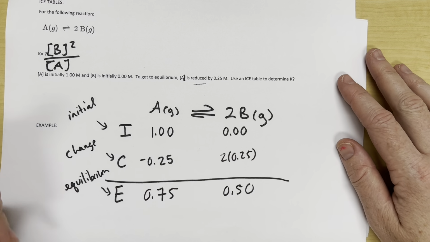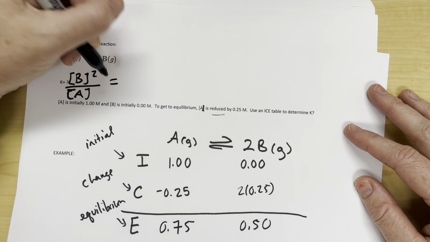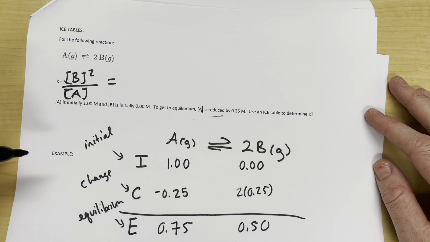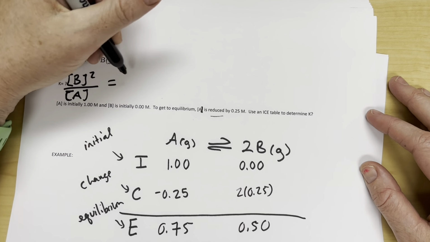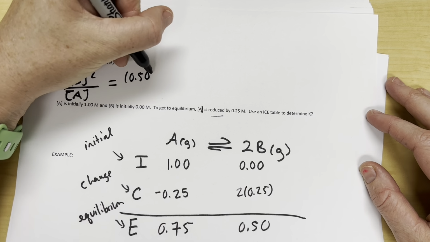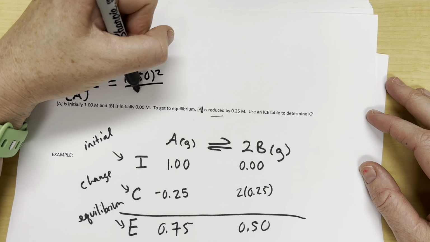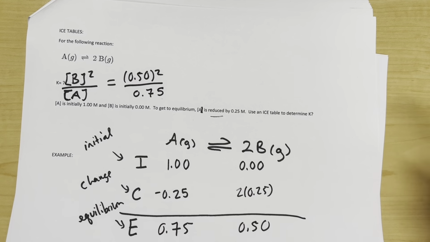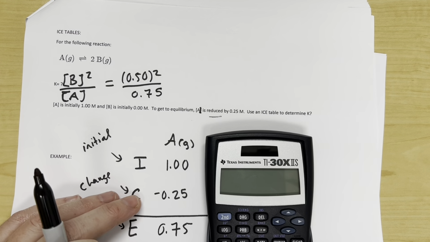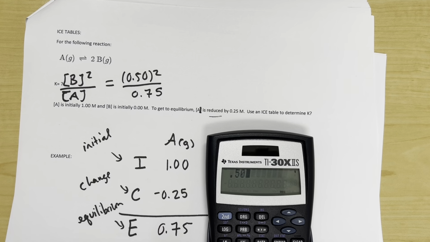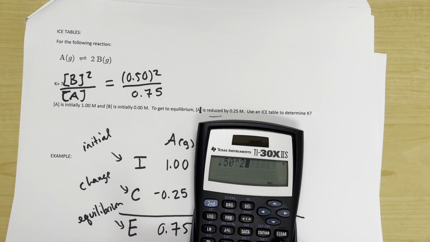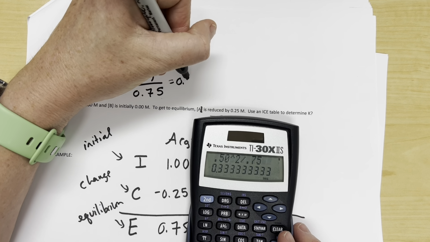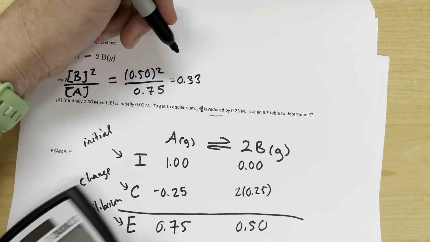And if I'm solving for K, remember our initial equilibrium expression was just based on what the reaction showed us, products over reactants. Now we just plug and chug. 0.50 squared divided by 0.75, and I get an answer of 0.33 repeating, and that would be our K.